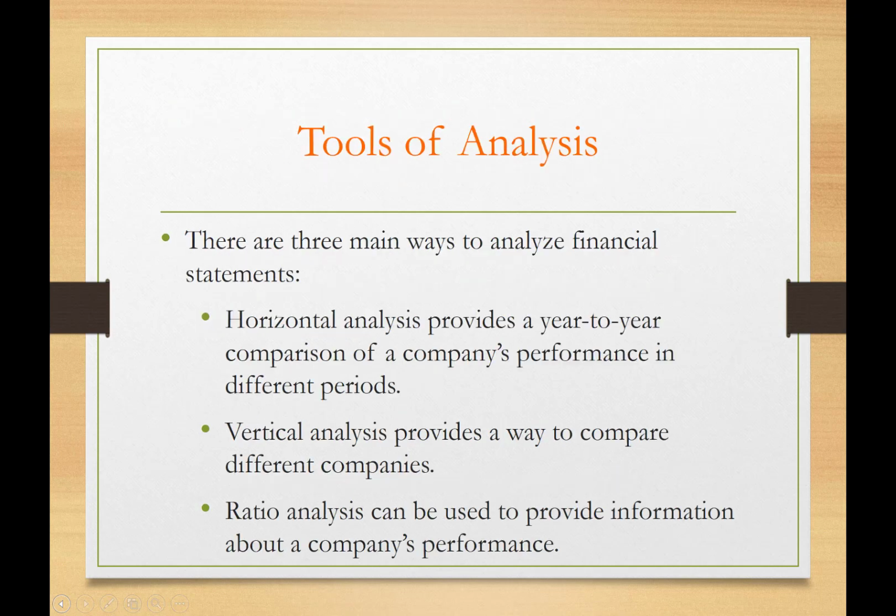Okay, so let's take a look here and see what kind of tools of analysis that we can use. Really three primary ways. First, we can look horizontally. That's a year-to-year comparison of a company's performance during different periods. We can look from a vertical analysis perspective, and that is how once we calculate our particular ratios, we could certainly then compare them to different companies. And then ratio analysis as a whole, we can use numerous ratios and see where we stack up not only internally but also externally.